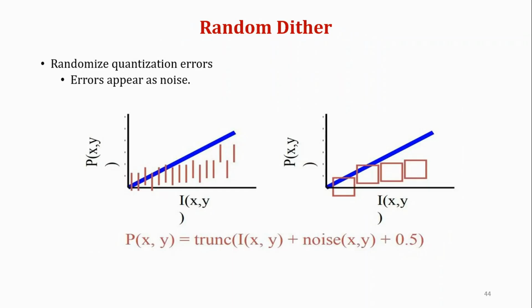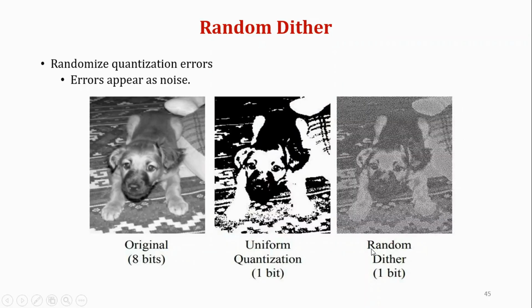And so this is the randomized quantization error. Errors appear as noise actually. You can truncate the noise with the quantization, and this is the randomized dithering. This is the original image. Uniform quantization with 1-bit and the random dithering. So randomly you will be adding noise to the image, and adding the rounding of the errors.